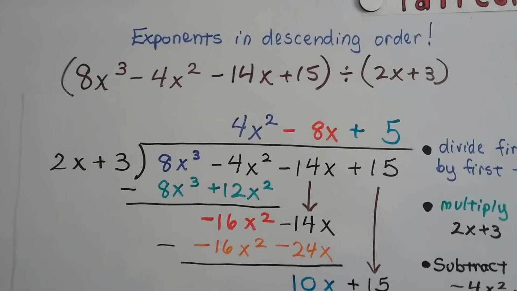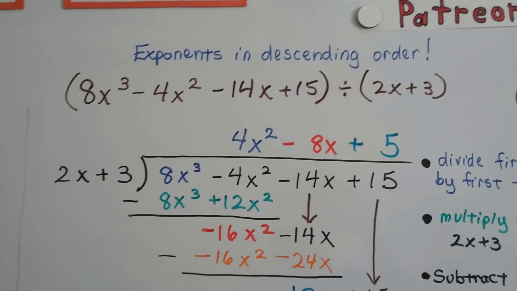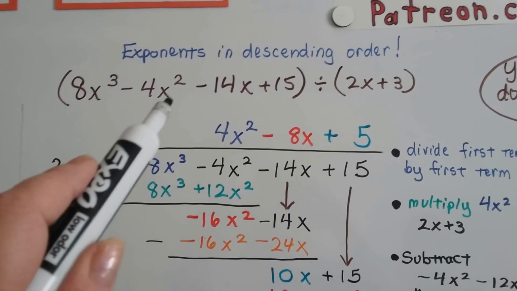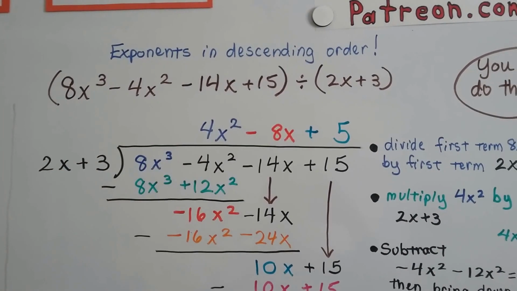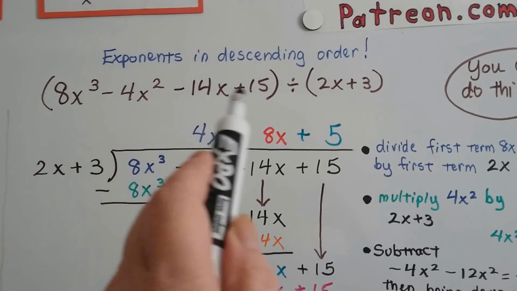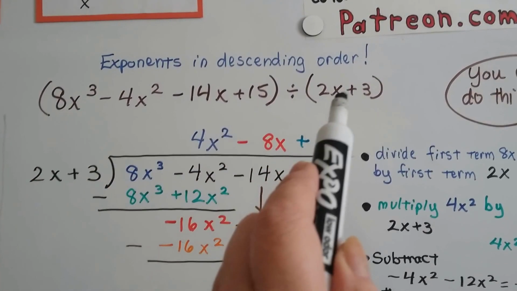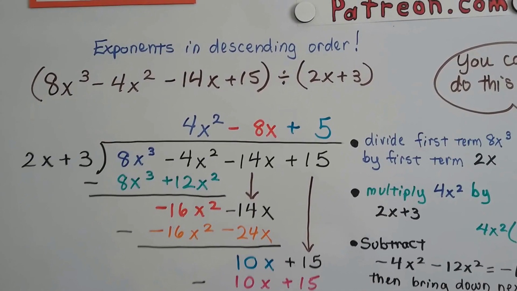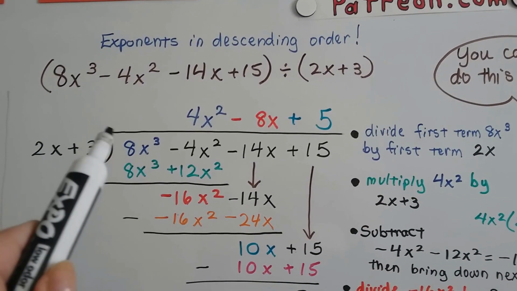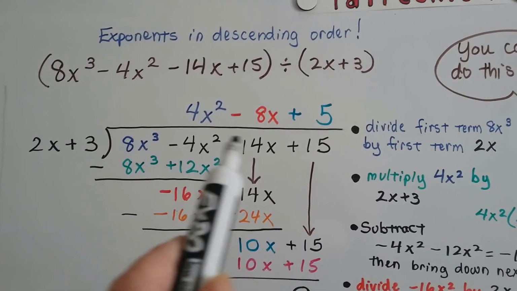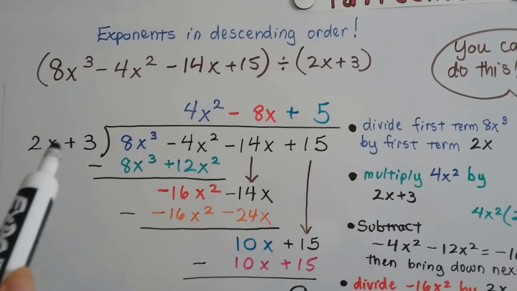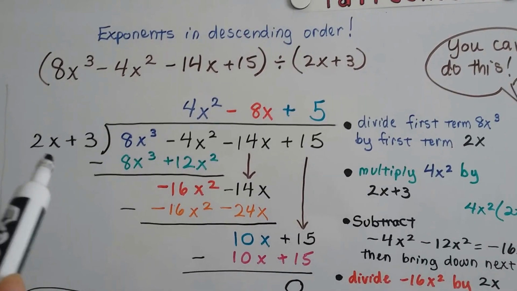And we have to have our exponents in descending order. So here's x to the third, x to the second, x to the first, all right? And we're going to divide this big polynomial by this binomial, all right? So we have our division box. And we put our dividend inside of it. We've got our divisor on the outside, the 2x plus 3.